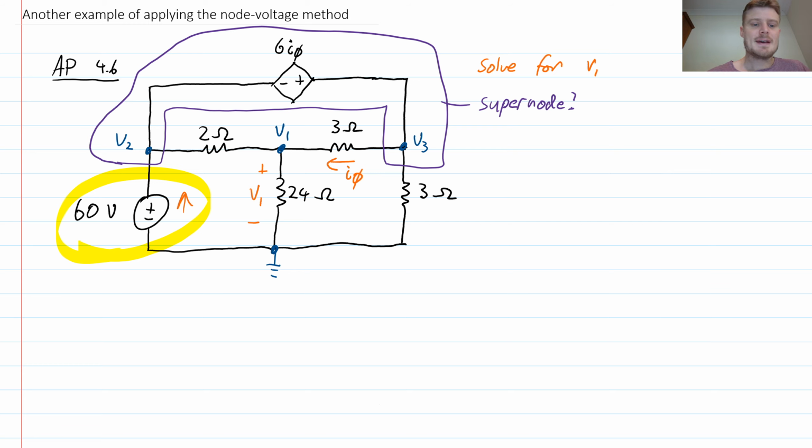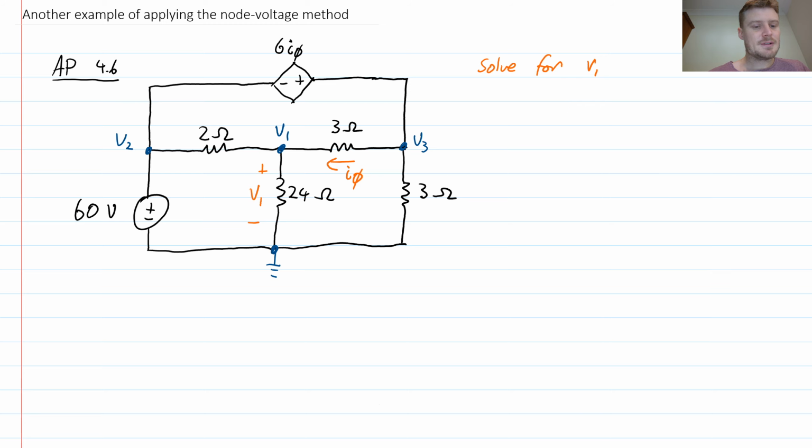What I should do instead is recognize that the voltage V2 is already specified. I don't even need to calculate it. I can just look at the circuit and read off straight away that V2 is equal to 60 volts, because that source will always ensure that that's the case.